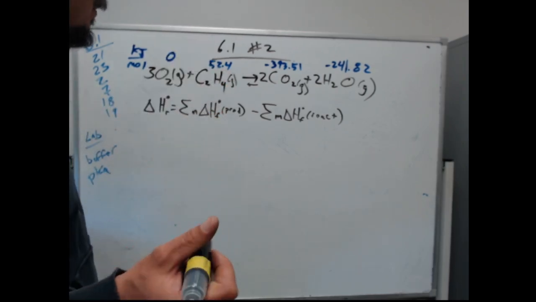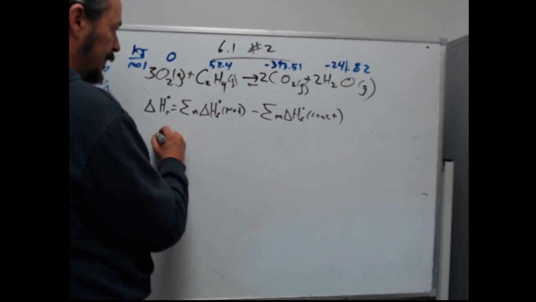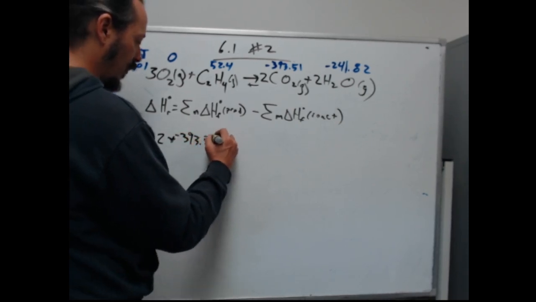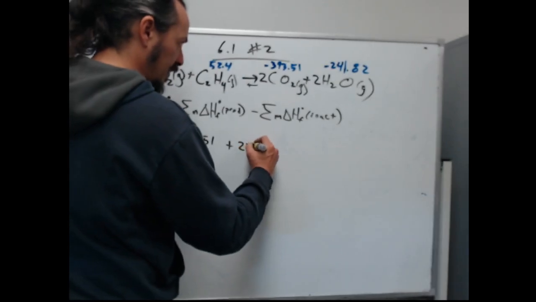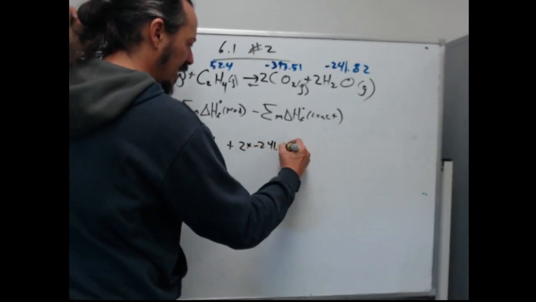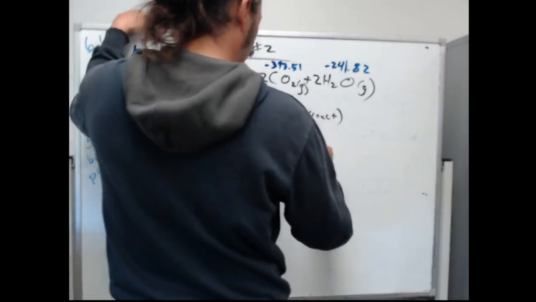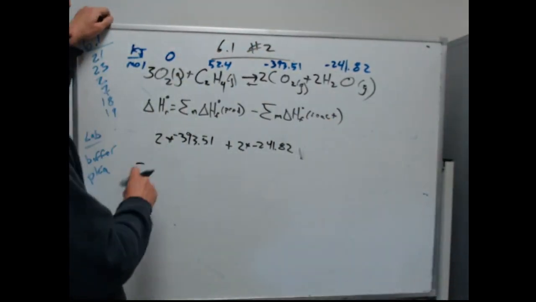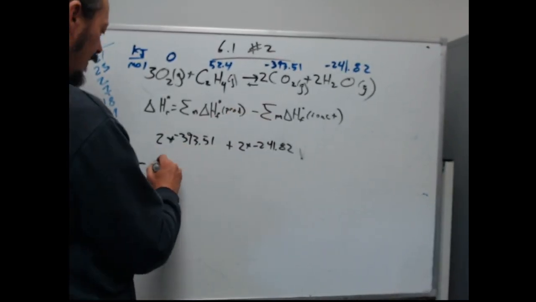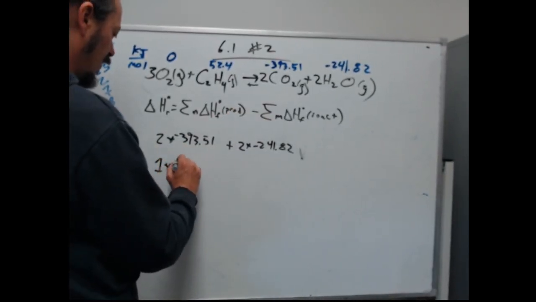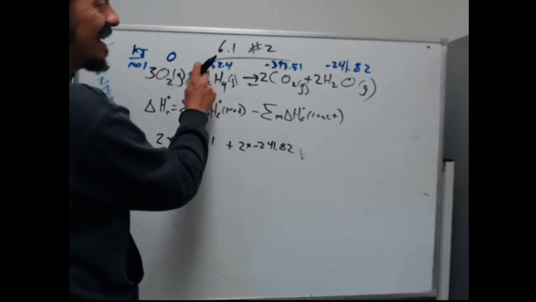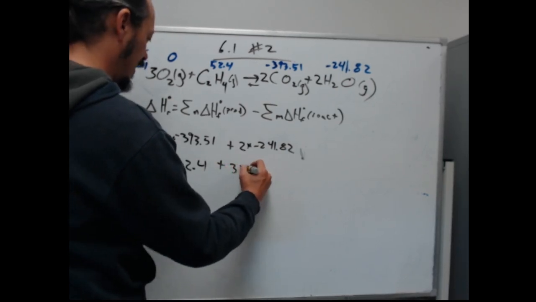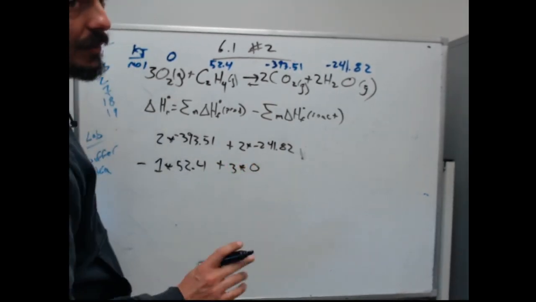Now we just do sum of products minus sum of reactants. So I'm going to have 2 times negative 393.51 plus 2 times negative 241.82, minus the reactants: 1 times 52.4, and that is intentionally a positive 52.4, plus 3 times 0, which doesn't really matter.